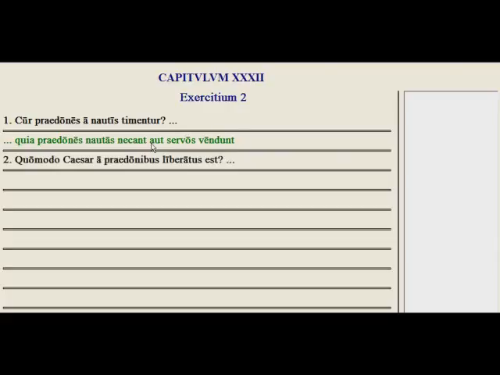Okay, next one. Quo modo Caesar a praedonibus liberatus est? How was Caesar freed from the pirates? Caesar a praedonibus liberatus est quando magnum pretium solvit, when he paid a large ransom or payment. And here we have Caesar ingenti pretio redemptus est. Caesar was bought back or was redeemed with a large price.